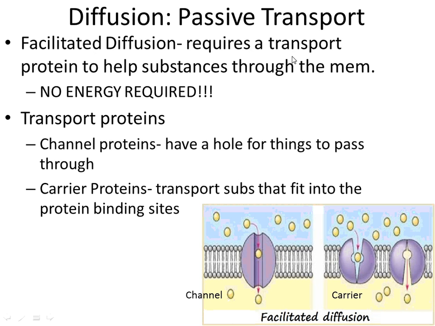Facilitated diffusion requires a transport protein to help move the substances through the membrane. Again, facilitated diffusion is passive transport, no energy required. Transport proteins, such as the channel protein, have this channel here that allows things to move backwards and forwards, in and out, no energy required, from a high concentration to a low concentration. And carrier proteins, high concentration, it comes in and it lets it out the other side to a lower concentration.